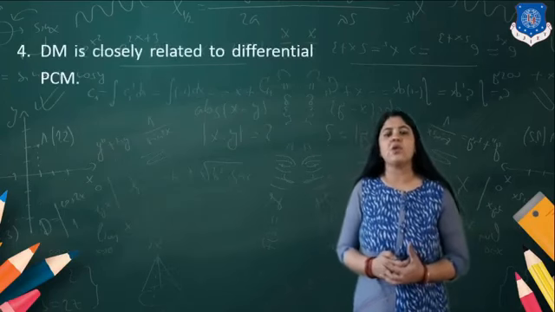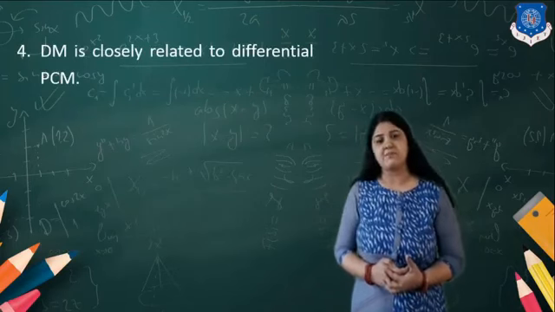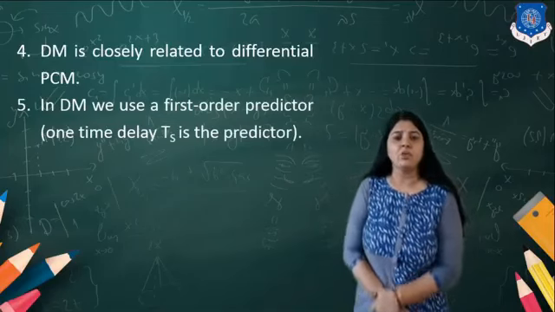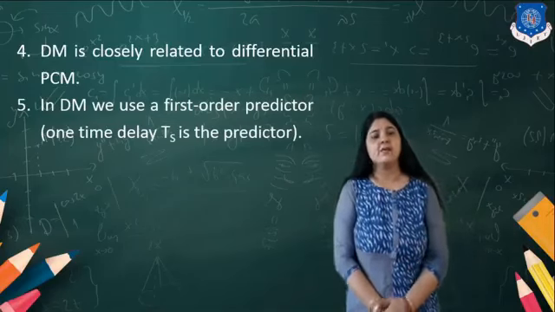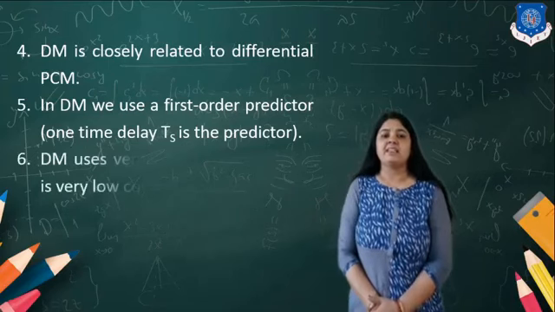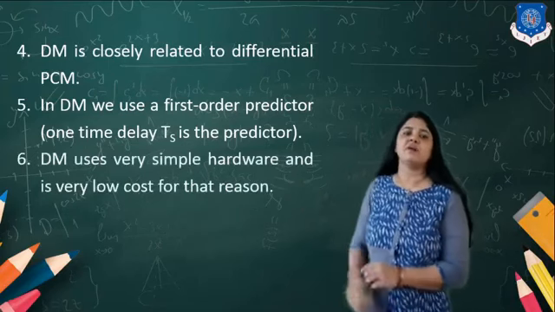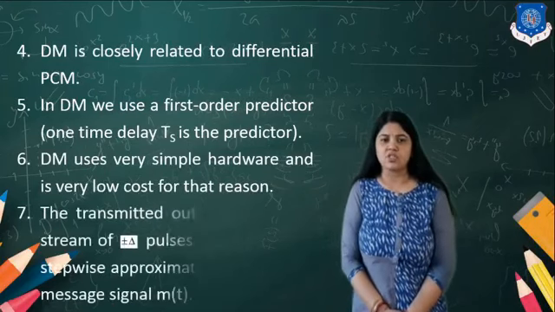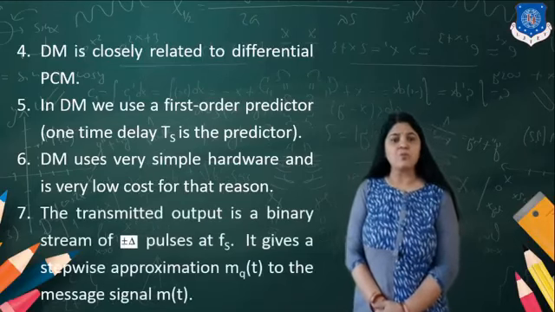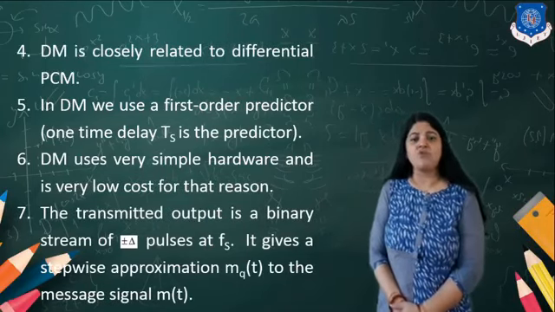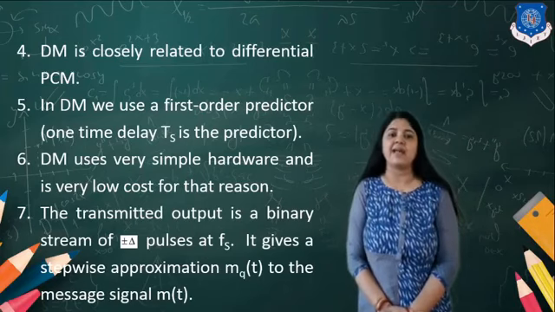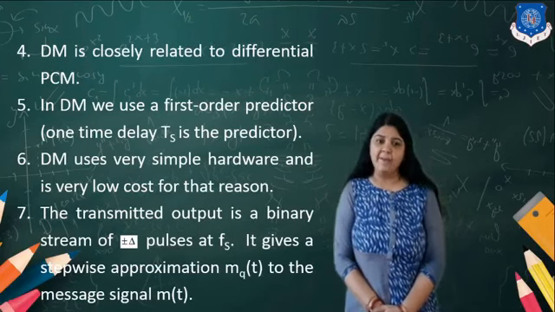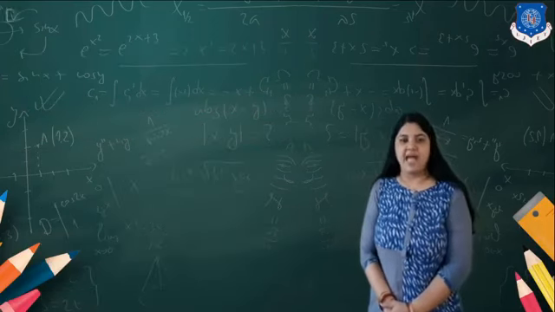This is closely related to the DPCM which we learned earlier. In DM we use a first-order predictor, a one-time delay Ts, as the predictor. It uses very simple hardware and is also low cost. The transmitted output is a binary stream of plus or minus delta pulses at fs. It gives a stepwise approximation m_q(t) to the message signal m(t).